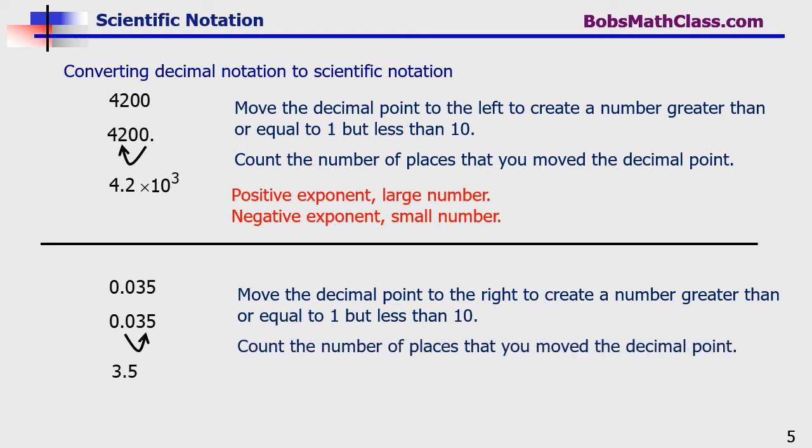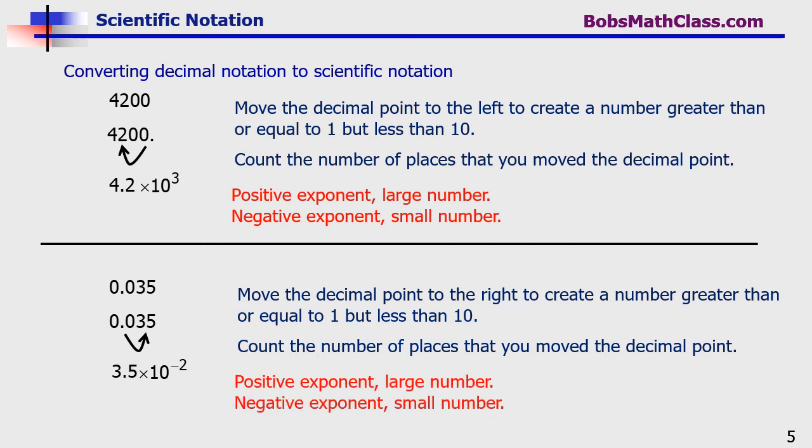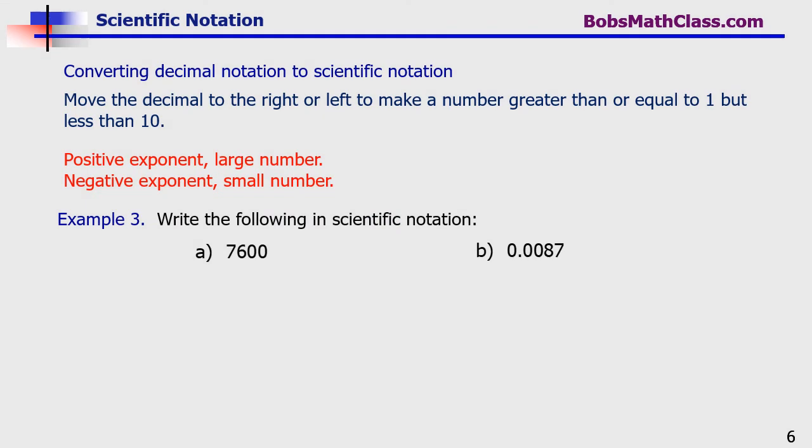And then count the number of places. How many places would that be to move the decimal point? That's right, 2. And then is it going to be a positive 2 or a negative 2? It's going to be negative. So when you're moving the decimal point to the right here, it's actually negative. And when you move it to the left, it's positive. It gets kind of confusing. That's why I like to always think of positive exponent, large number, negative exponent, small number. All right, here's a couple more examples.